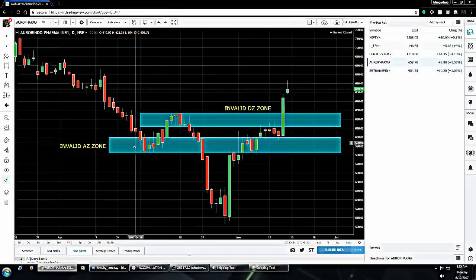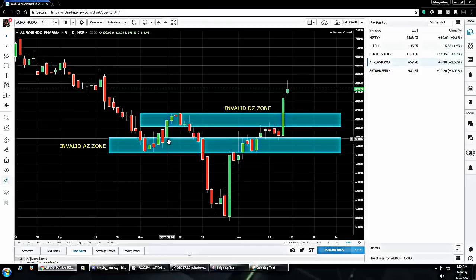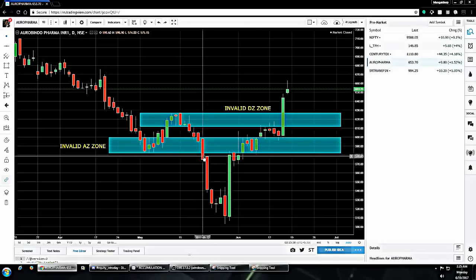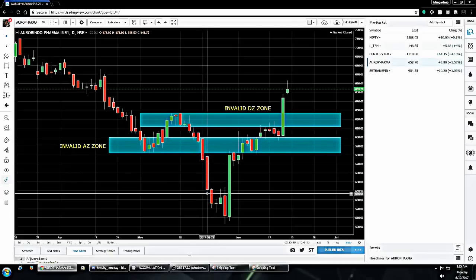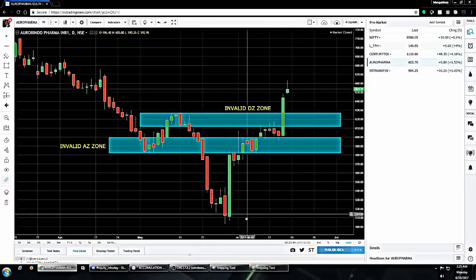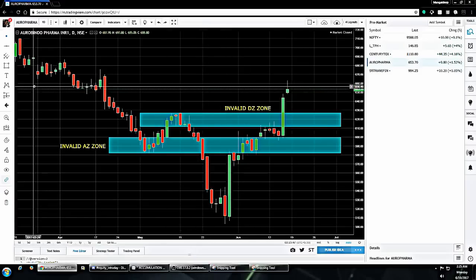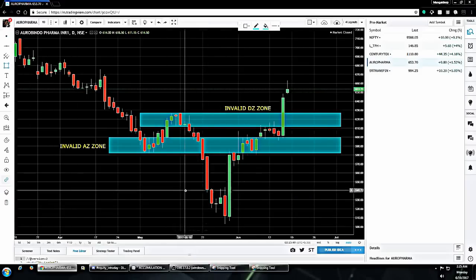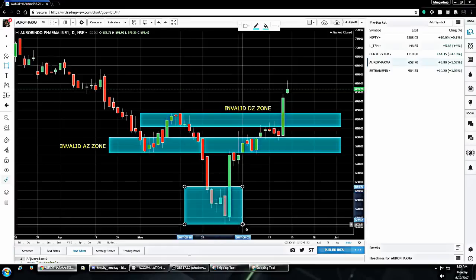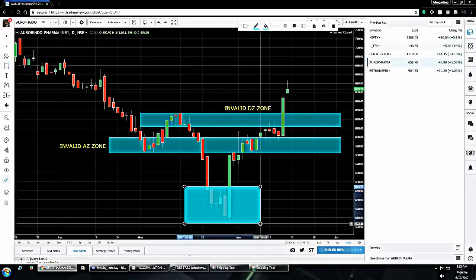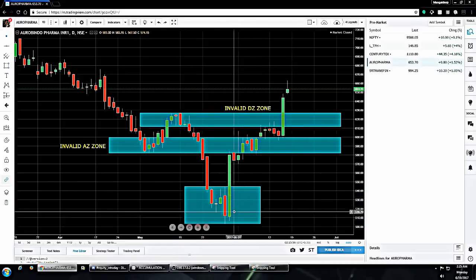Now this point here is not a valid accumulation zone anymore. The reason is that this price has been crossed and the script has moved down further. So at this particular time, this is the place. Let me just draw it here. At this particular time, this is the place which is behaving as an accumulation zone.